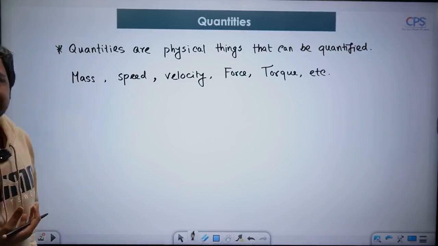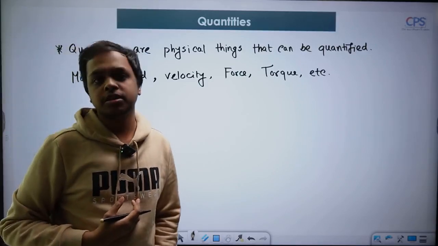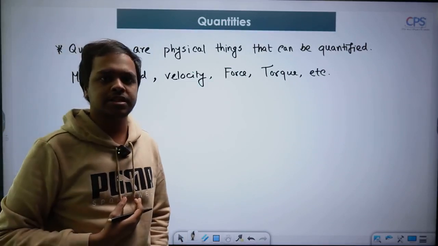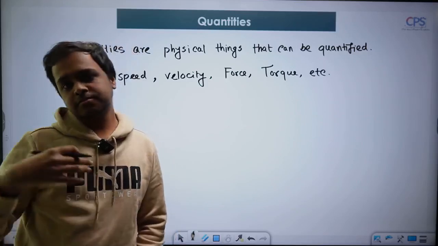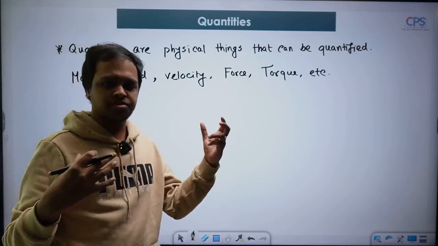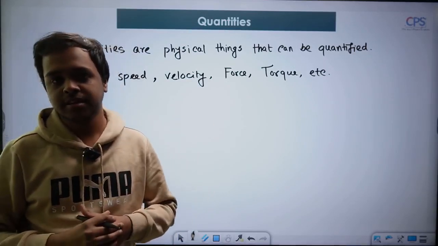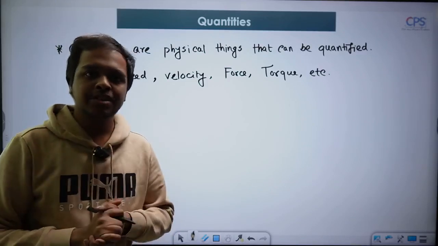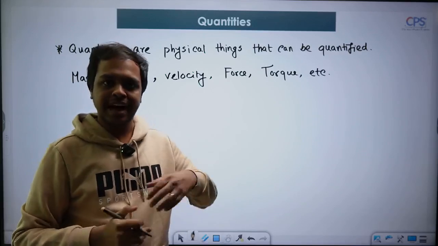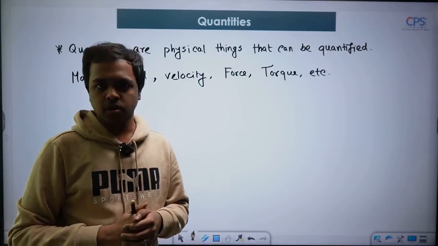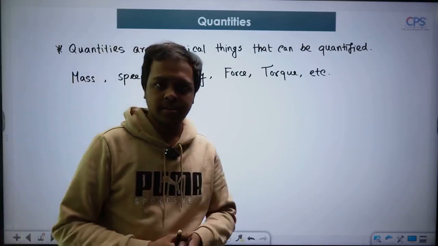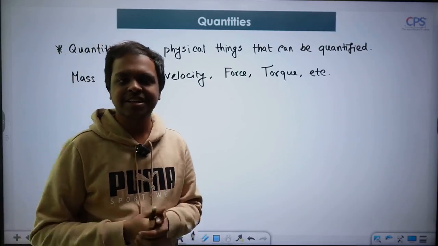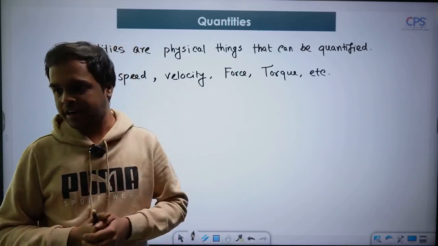But what are the things that we can't quantify? Like our emotion. We can't quantify our emotion, right? So emotion is not a quantity. There are abstract things that cannot be quantified, so those are not quantities. In physics, we study only quantities that can be quantified. Any other thing like emotion or sadness or happiness cannot be studied under physics, right? So that's the scope of our study.